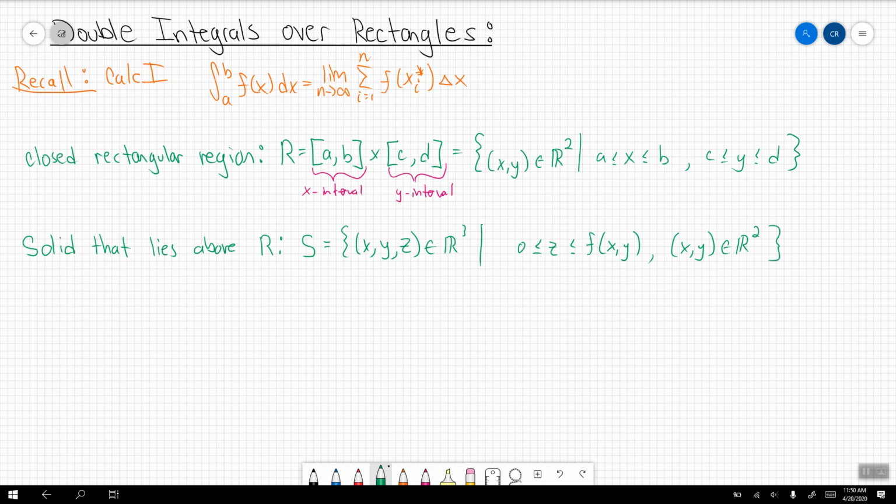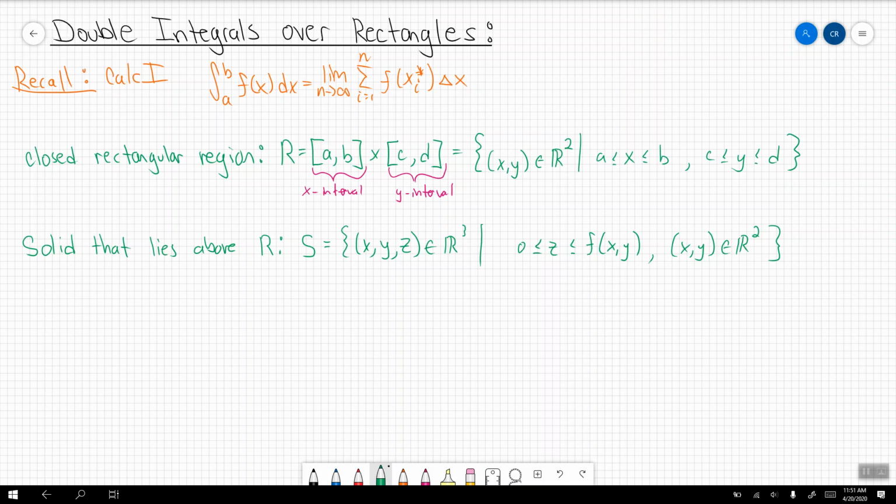Given this, we now want to start building this definition for a double integral. Once we've identified that we have some closed rectangular region, that's going to act as our domain. Then all of the z values are going to be bounded by some function that we're going to be looking for, and that's then going to create some solid. That's what we want to pay attention to.